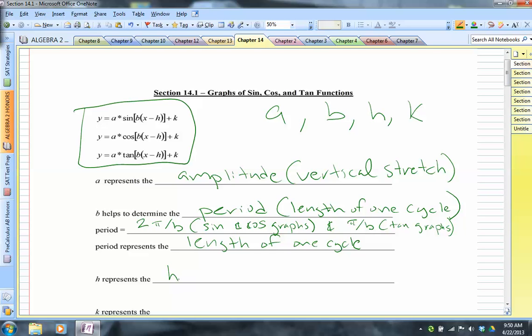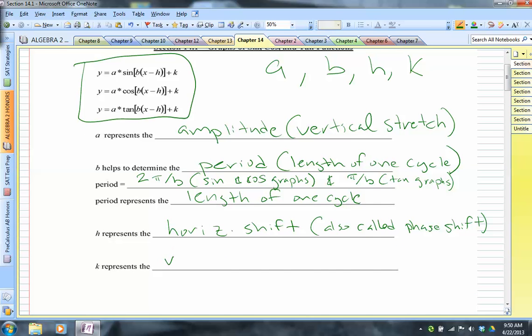The H represents a horizontal shift, which we've always seen from previous graphs. For trig graphs, it's also called a phase shift. And K represents a vertical shift. So we're kind of familiar with A, H, and K. B is going to be kind of new. It helps determine the period, which is the length of one cycle. And you'll understand what I mean by one cycle when I do the graph.